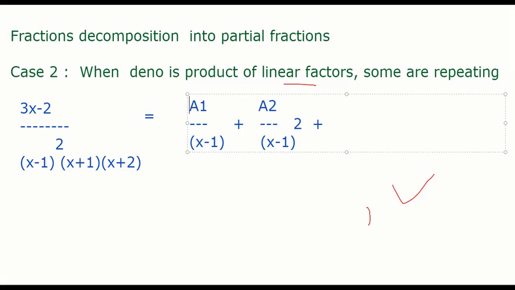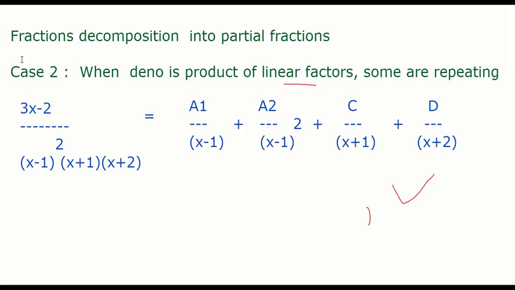Plus, you can say A3, or I'll say B or C or D, whatever. Let me write C by x plus 1, D by x plus 2. If you see, the only difference here is, I use this factor first only x minus 1, second time x minus 1 whole square. That is the only difference. Whole method remains the same. Let's see how. So again, I took the LCM and I cancelled denominator.